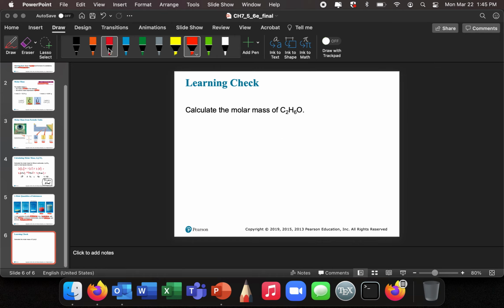All right, so calculate the molar mass of C2H6O. This is probably ethanol, or dimethyl ether. Why don't you pause the video, make an attempt at this, and then come back and check. Okay, I'm going to assume you paused it.